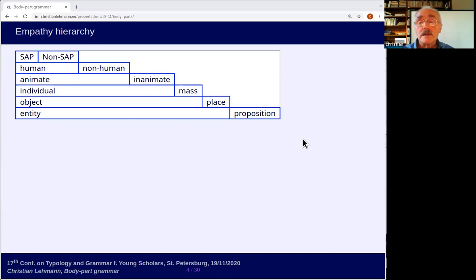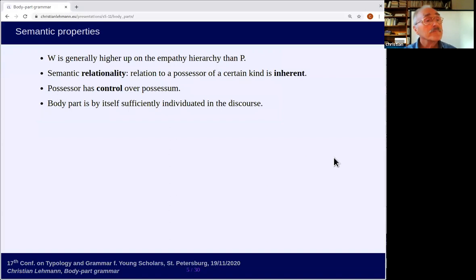If the possessor is indeed high on the empathy hierarchy, while the possessum is a thing, then the default assumption is that the possessor has control over the possessum. Given an animate being in the universe of discourse, then its body with its parts is given too. If the latter are to be referred to, they need no individuation beyond their possessive relation. So this is the reason why in many languages, including my own, if you have a person and his body parts, you don't need a possessive pronoun there.